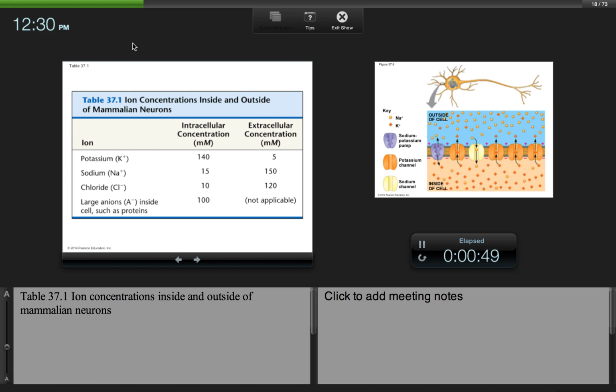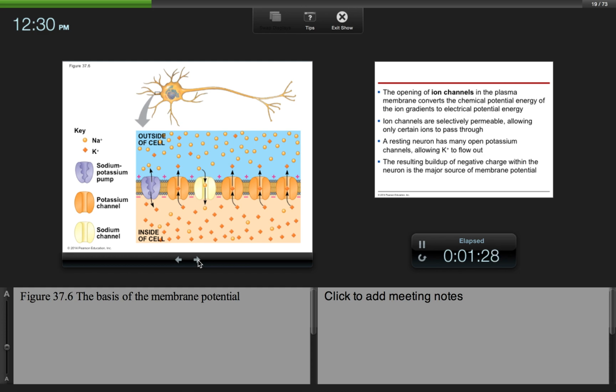So here you see some ion concentrations both inside and outside of mammalian cells. You can see that there's a very high concentration of potassium inside the cell, as a result of the sodium-potassium pump pumping 2 potassiums inside the cell. You can see that the sodium concentration is very high outside of the cell. Sodium-potassium pump pumps 3 sodiums outside of the cell. And then you have other ions which contribute to charge, like chloride and other large anions, which are negatively charged ions. Okay, so basis of membrane potential.